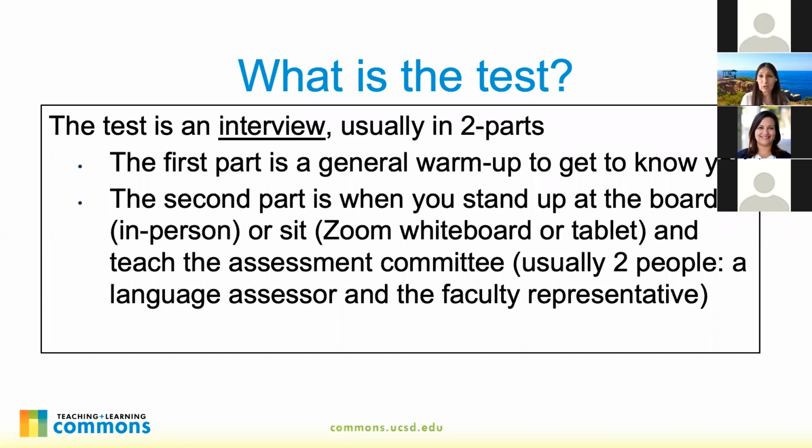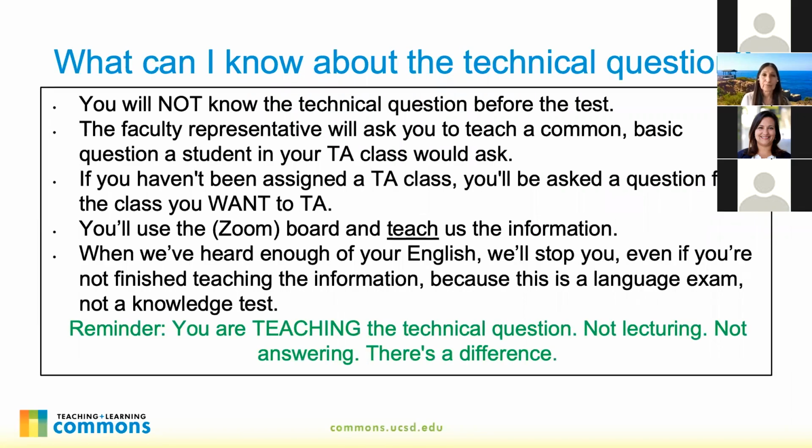And it's usually 2 people because in other departments, primarily physics, we have a faculty, the linguist, we have a department representative there as well. So they know how to assign you your class when you qualify to TA. Next slide, please.